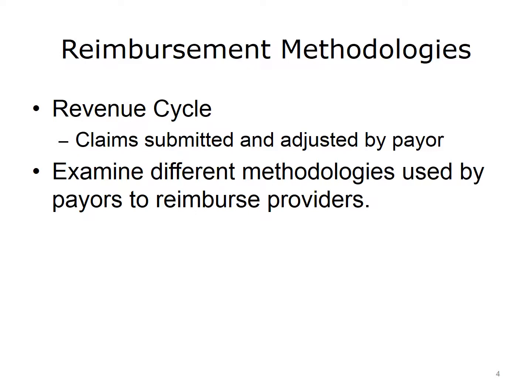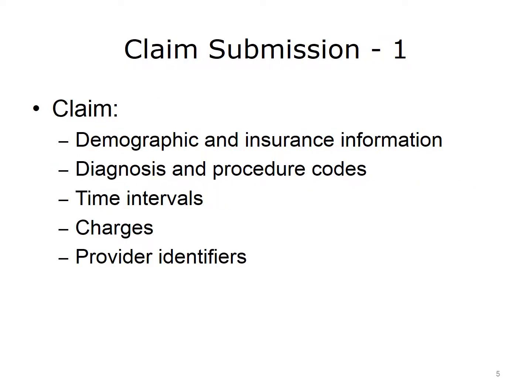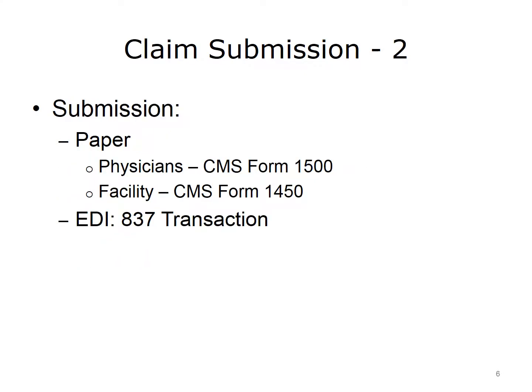The methodology used to adjust the claim involves either a fee-for-service approach or episode-of-care method, which is a function of the provider-payor contract. After coding, a claim is prepared for submission to a third-party payer for reimbursement using a standard format. Included on a claim are demographic and insurance information, diagnosis codes, procedure codes with time intervals, charges, and practice and provider unique identifiers. Claims may be submitted on paper or electronically.